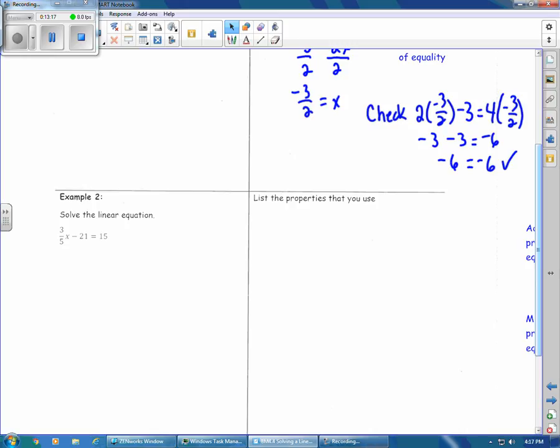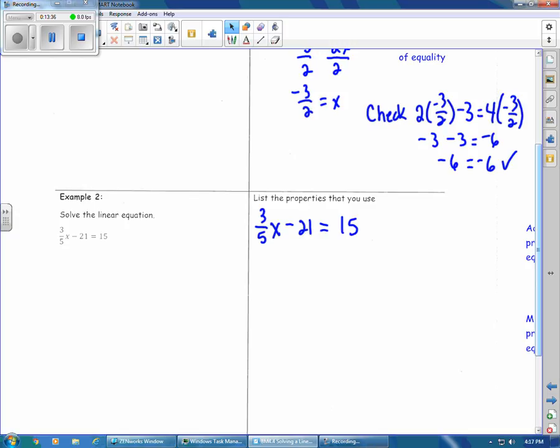So example number 2. Same thing. We're going to try to solve this equation. Let's take a look at it. We've got 3/5 x minus 21. Does that equal 15? So I want to find out what values of x will make this true.